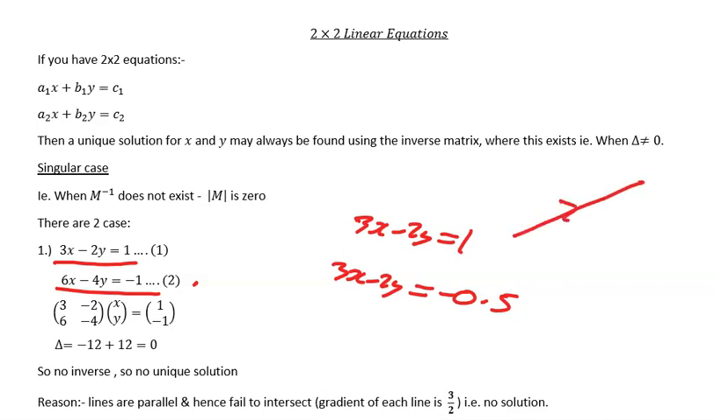You've got your first line, and there you've got your second line. Parallel lines will never meet, i.e. there's going to be no solution, and that's it. So there's a reason there: the lines are parallel and hence fail to intersect. And the gradient, if I rearranged either one of these, you'd see the gradient is equal to 3 over 2.